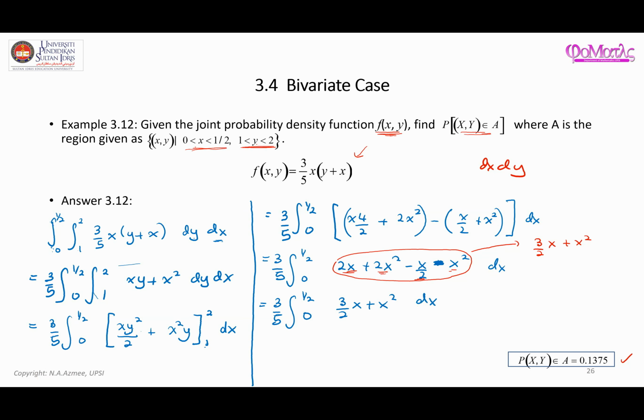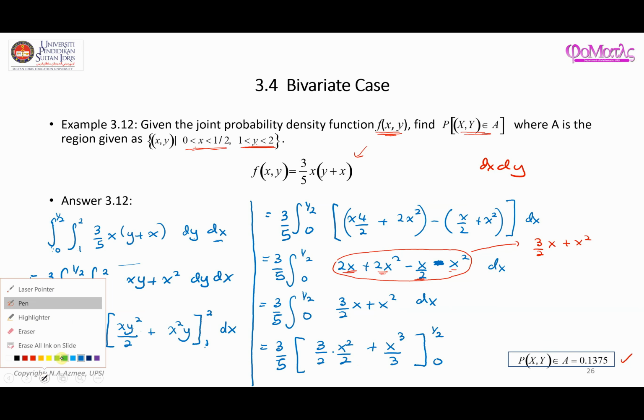Right now, we are going to continue to integrate this function, and the result is going to be, so 3 over 2x is going to be 3 over 2 times x squared over 2. This one is going to be x cubed over 3. And here are the limits, 1 over 2 and 0. Let me just erase this part because I'm running out of space.